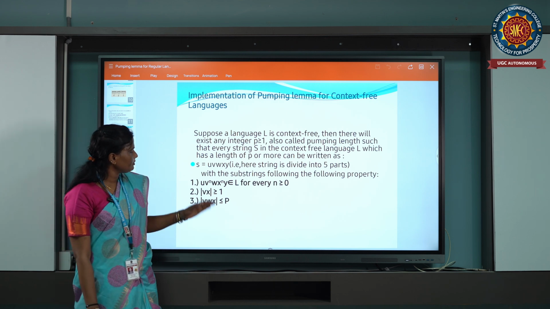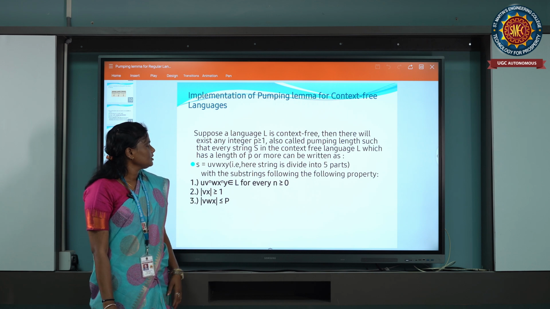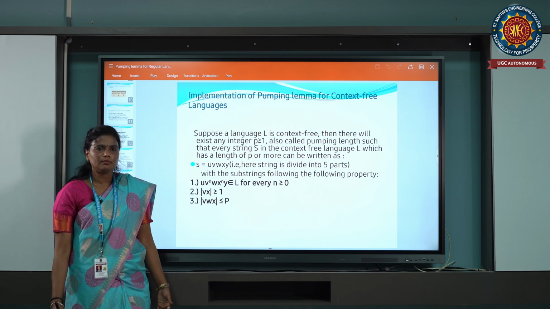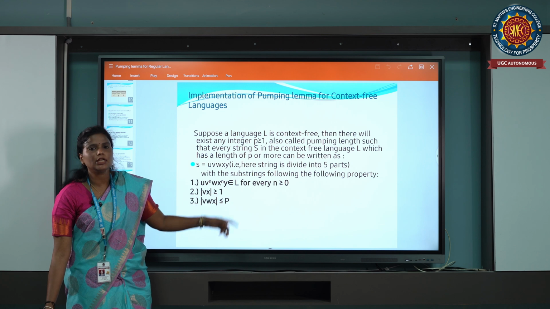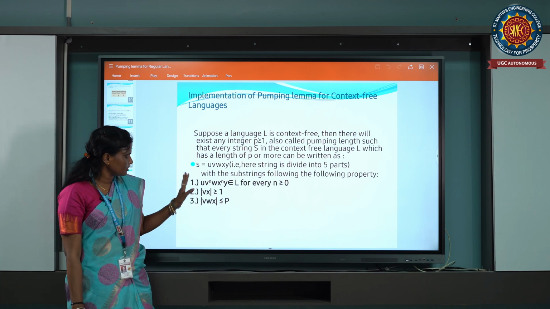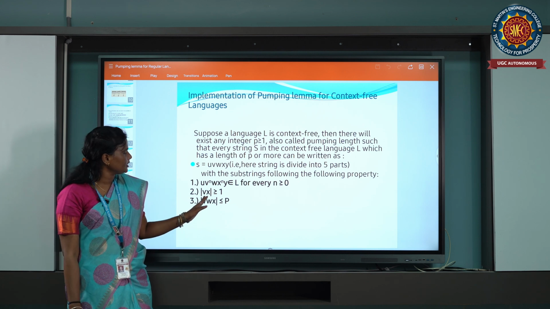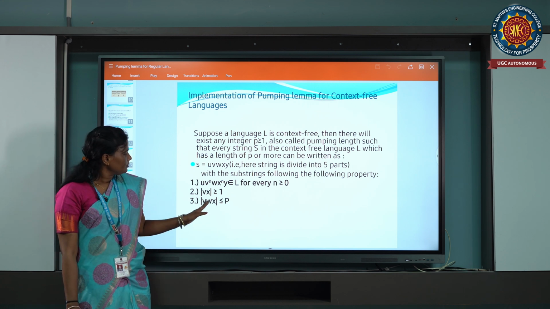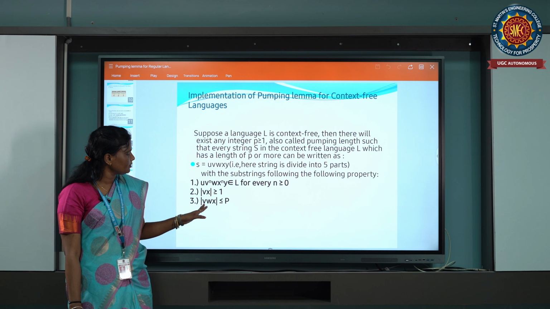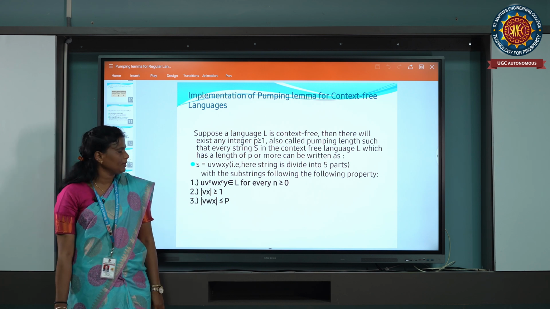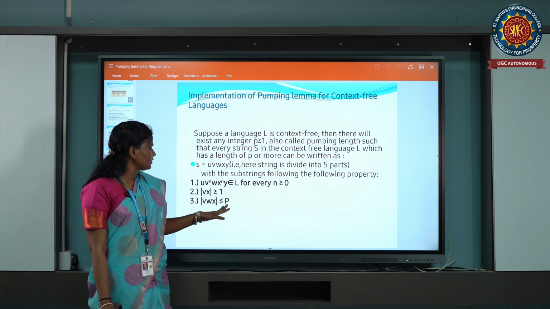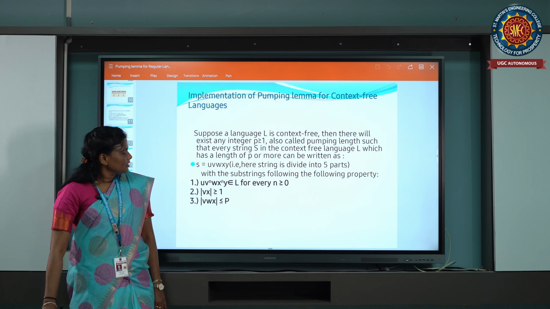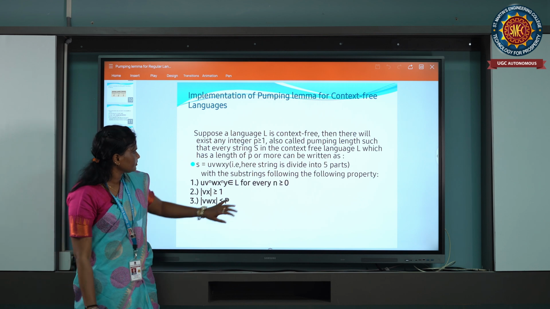That means whatever the value of n is, the resulting string should belong to the original language. The second condition is that length of vx is greater than or equal to 1, and the third condition is that length of vwx is less than or equal to p, the pumping length.